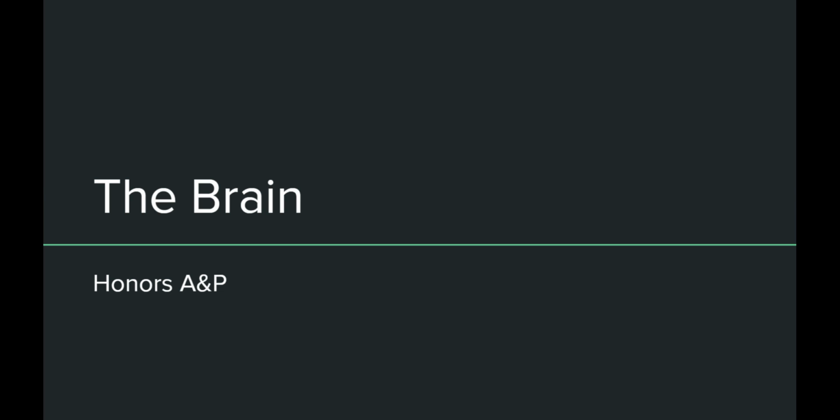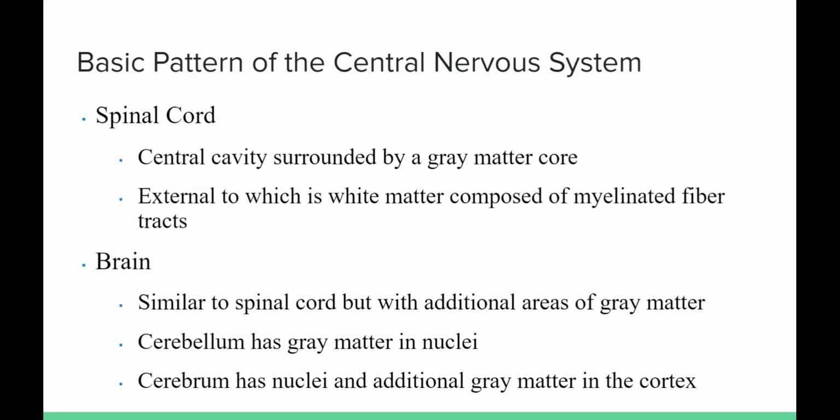Let's talk about the brain. First off, we're going to talk about just the basic pattern of the central nervous system. Remember, the central nervous system includes the spinal cord and the brain.